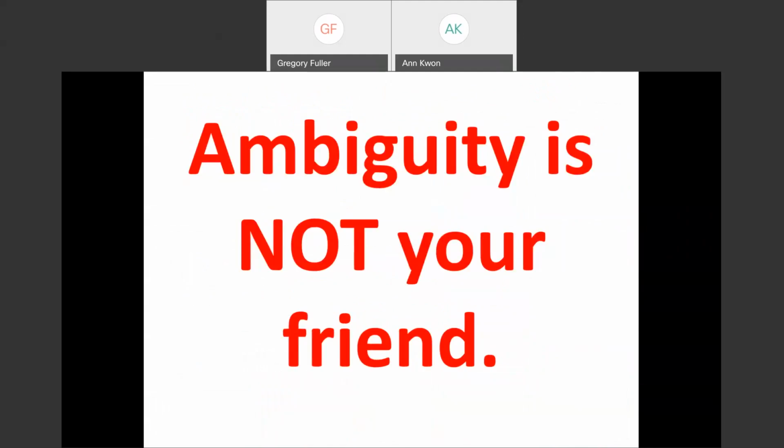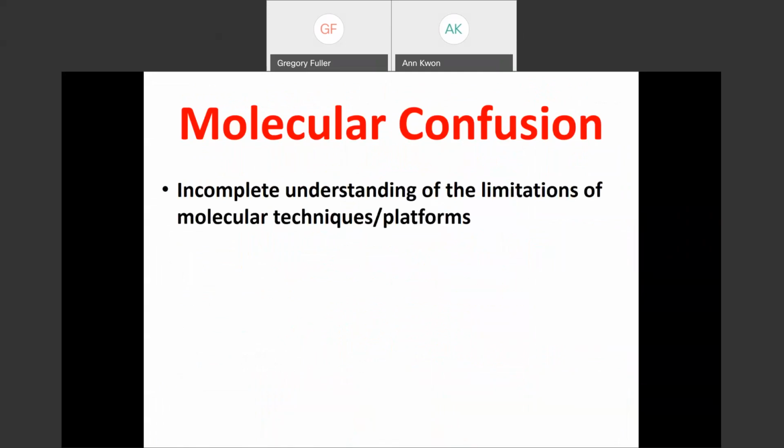Next feature, before we get to the cases, ambiguity is not your friend. Actually, we're still talking about reports. Ambiguity in your reports, whether you're a diagnostic radiologist or a surgical pathologist, you don't want to be ambiguous. It can be dangerous to your patient. All right, let's look at reasons for molecular cancer. I specifically want to address ambiguity with respect to molecular signature reporting and interpretation.